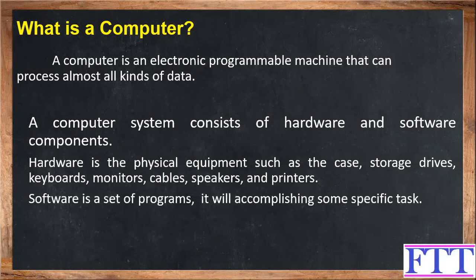What do you mean by software components? Software is a set of programs. Software is nothing but a set or a collection of programs. What it will do is accomplish some specific task. So whatever we expect from a particular set of programs, it will definitely accomplish. For example, we can take any example. MS Office is also a software.